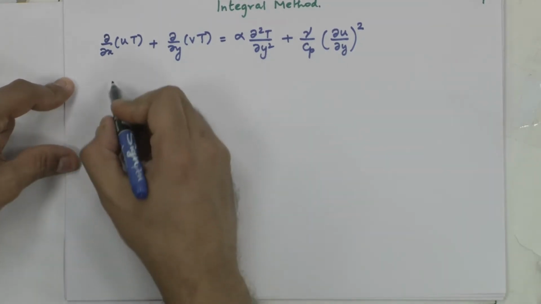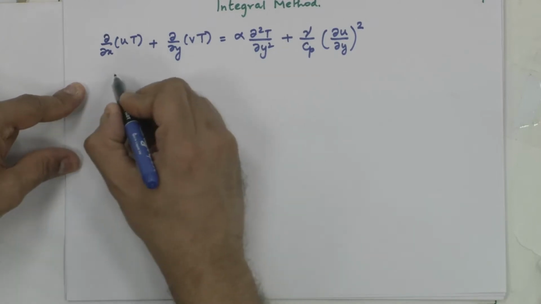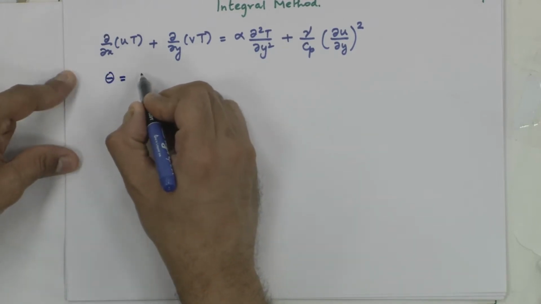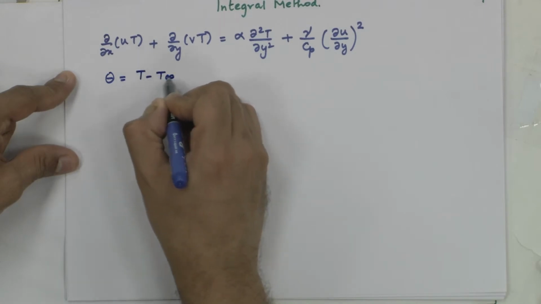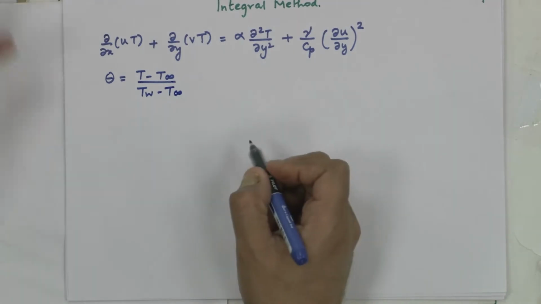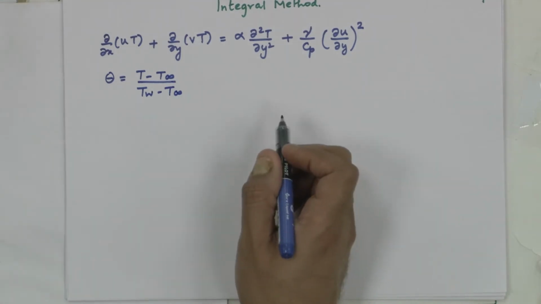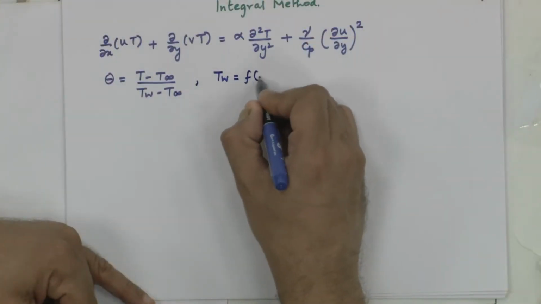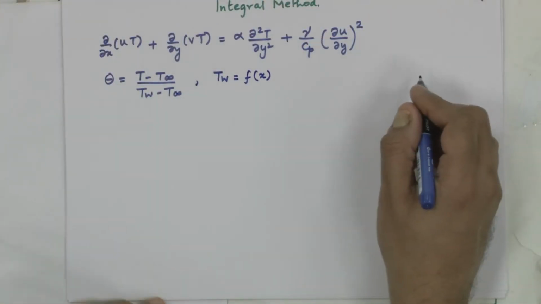So, let us now try to get the integral energy equation. We need to define a non-dimensional theta, which is T minus T infinity divided by T wall minus T infinity. This is a form that we are going to take. We can have any other non-dimensional form, but we will take this for now. We are going to say that for a general case, T wall is a function of x.